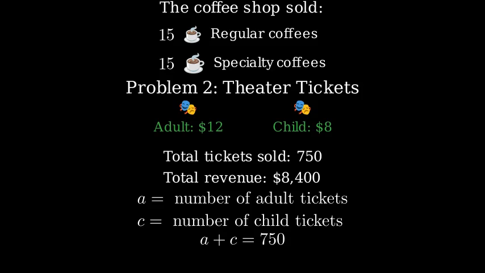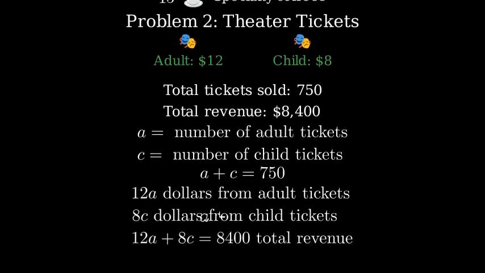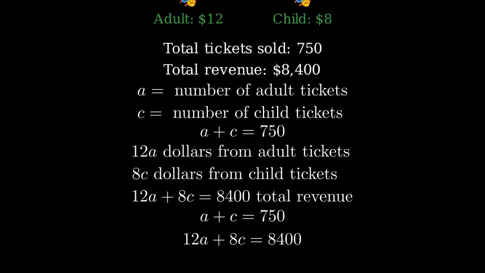Now, let's translate the problem into equations. First, we know they sold 750 tickets in total. This means A plus C equals 750. Second, we know the total revenue was $8,400. Adult tickets cost $12 each, so they made $12A from adult tickets. Child tickets cost $8 each, so they made $8C from child tickets. The total revenue equation is therefore 12A plus 8C equals 8,400.